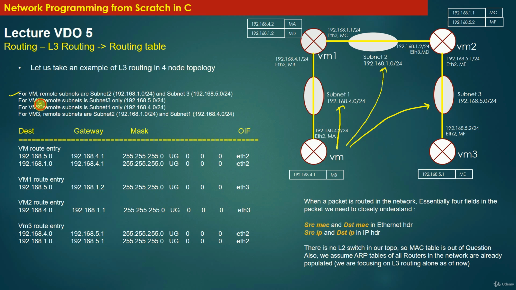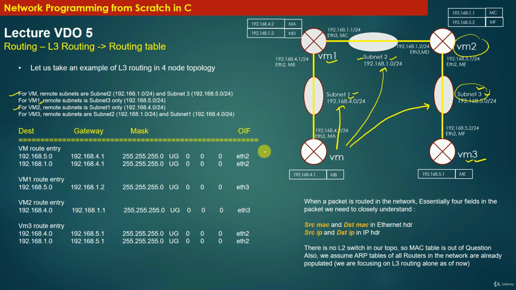Similarly, with respect to the router VM1, subnet 2 and subnet 1 are local subnets, whereas subnet 3 is a remote subnet, right? The same goes for router VM2, that is this router. Subnet 1 is a remote subnet for router VM2, whereas subnet 2 and subnet 3 are both local subnets for router VM2, right? And for router VM3, subnet 2 and subnet 1 are both remote subnets, whereas subnet 3 is a local subnet for router VM3.